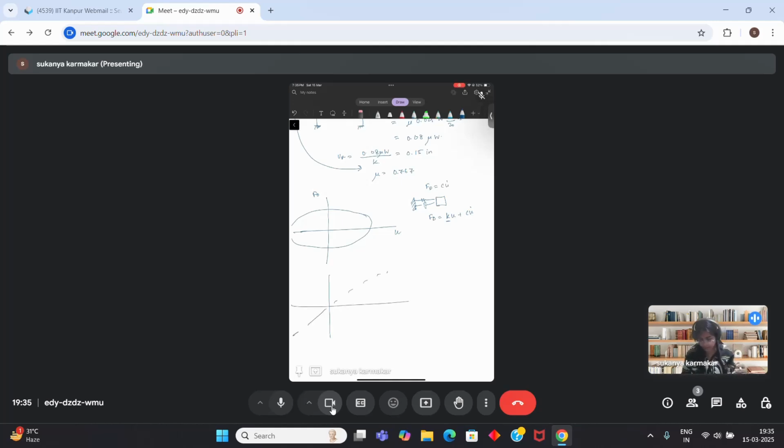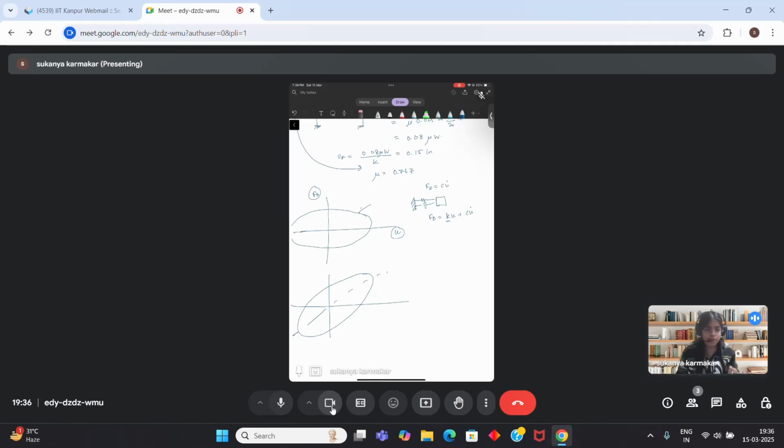So this loop is known as the hysteresis loop, or you can say the area enclosed by a curve when you plot U versus FD, where FD is the energy dissipated, is known as the energy loop. So that is known as the hysteresis loop.